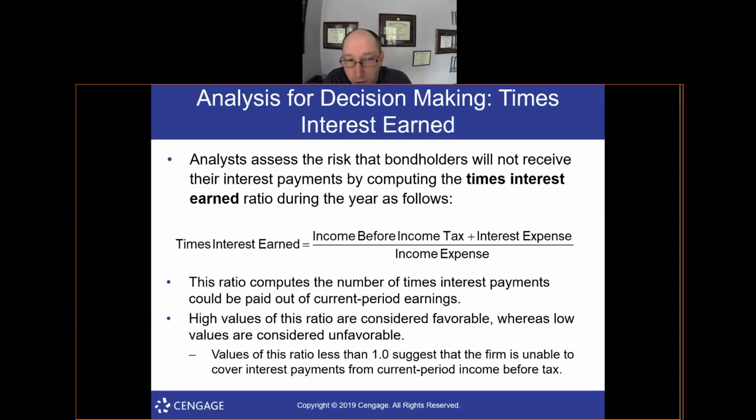We call it the times interest earned ratio. We take the income before income tax, found on the income statement toward the bottom, plus interest expense, found on the income statement near the bottom, divided by interest expense. This ratio computes the number of times interest payments could be paid out of the current period earnings. In other words, how many times can the company pay their interest payments during the year? High values of the ratio are considered favorable. The more that they're able to pay interest throughout the year, the better. However, if it's less than 1, that's not so good. That means they won't be able to pay interest payments throughout the year.